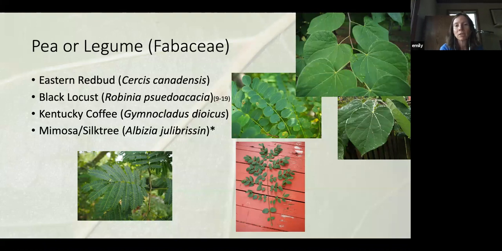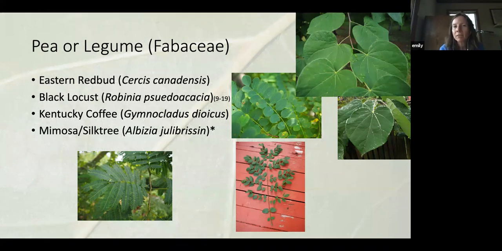And then we have the Kentucky coffee. That's on the red patio that I found. That's an amazing leaf to see. There's one nearby, and I happened to be leaf collecting in the vicinity, and I just couldn't help myself.